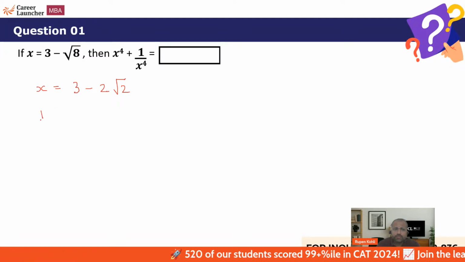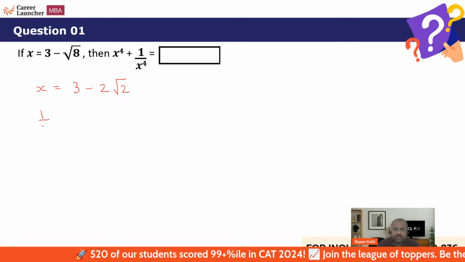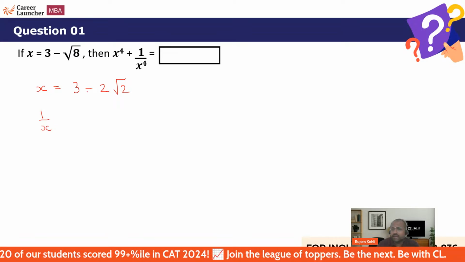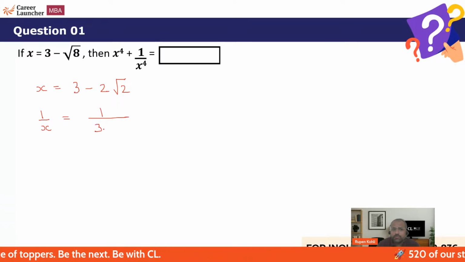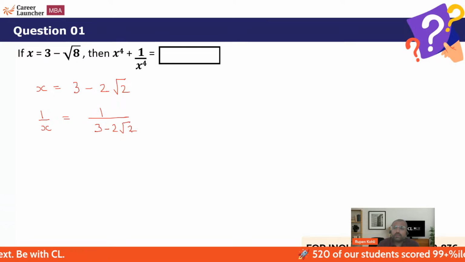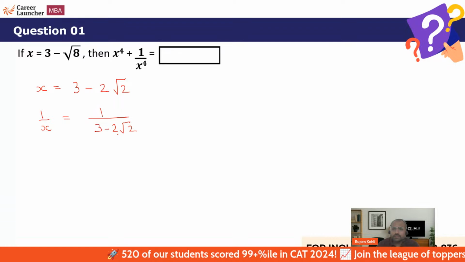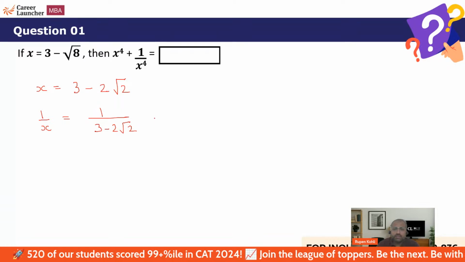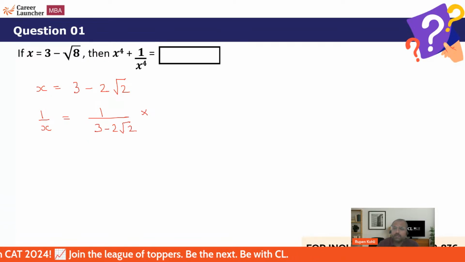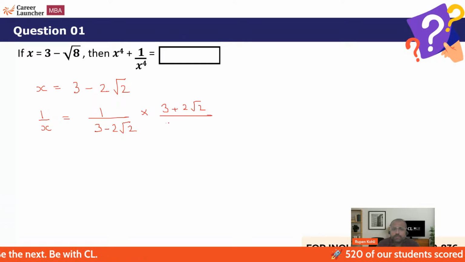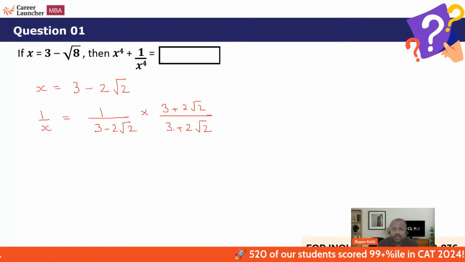One thing you will find very helpful in this problem is that the way the x is given, if you take the reciprocal of it, it becomes a very easy value. So 1 over x is 1 over 3 minus 2 root 2. Now I hope all of us know how to rationalize an irrational expression, right? We need to rationalize this. So we need to multiply and divide by the conjugate of this, which means if this is 3 minus 2 root 2, then you multiply and divide by 3 plus 2 root 2. So that rationalizes the denominator, right?